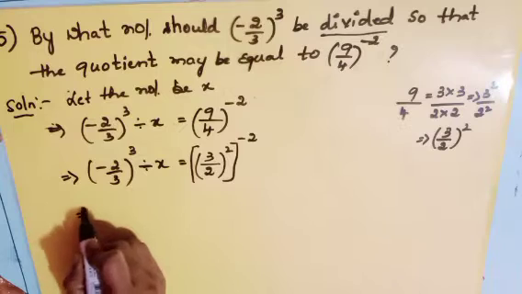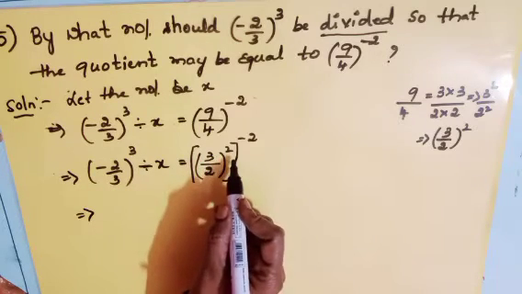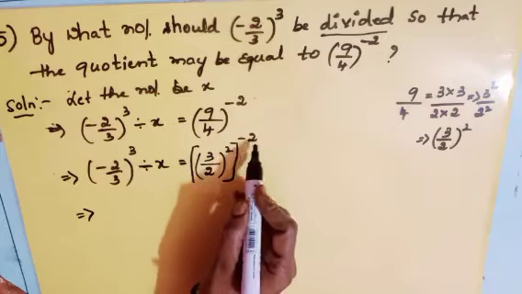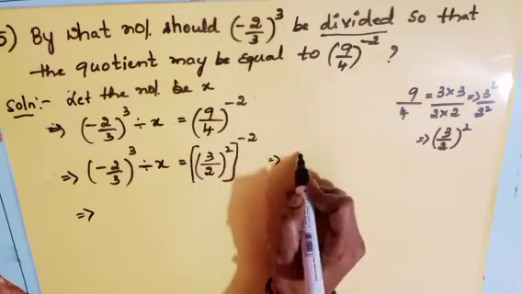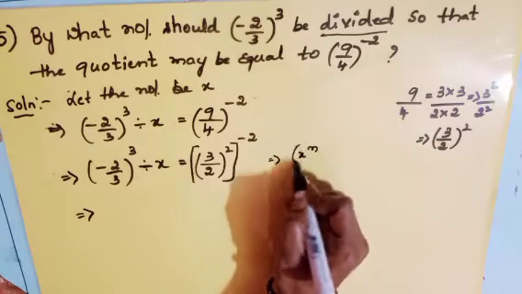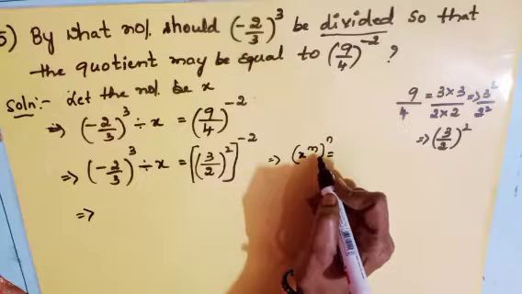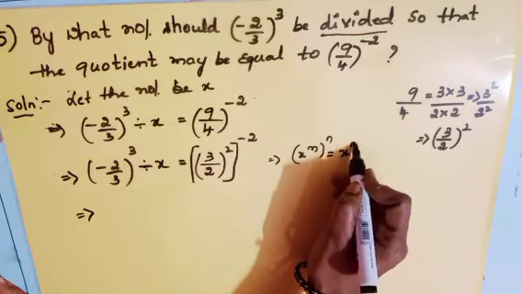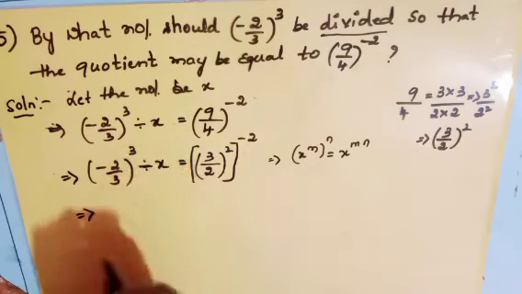Next, see here, now (3/2)^2 whole to the power of -2. Now it is in the form (x^m)^n, which can be written as x^(mn). We have to apply the fourth law, that is (x^m)^n = x^(mn). So let us solve here.